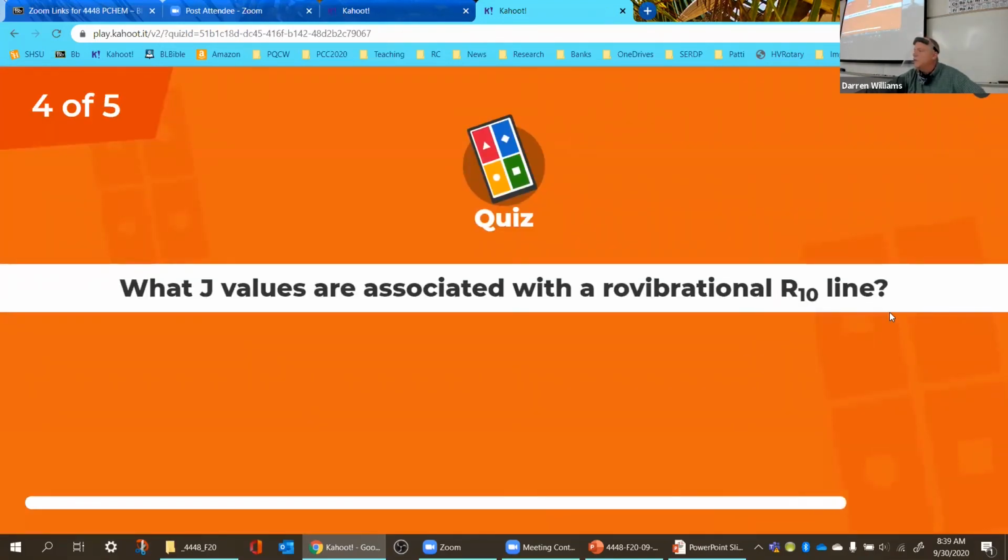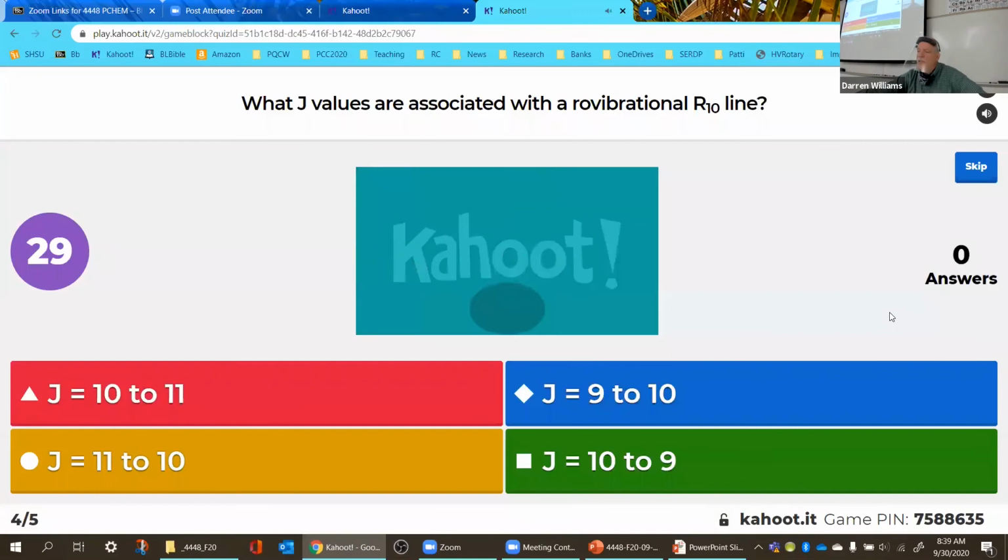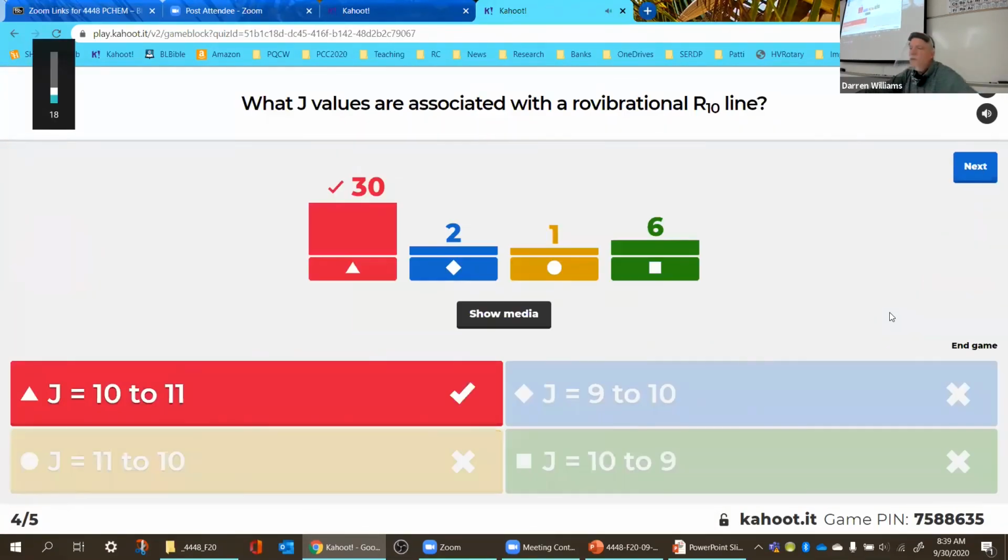What J values are associated with a rovibrational R10 line? So R10 now instead of O10. The music is stressing me out. Yay, very good. So we're starting to catch on. So the 10 to 11, the 10 is the R10, and then R tells us it goes up by 1.